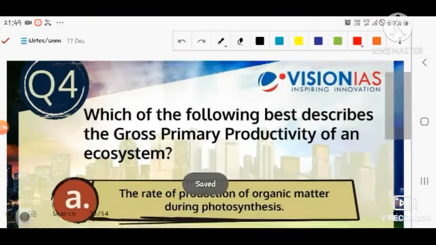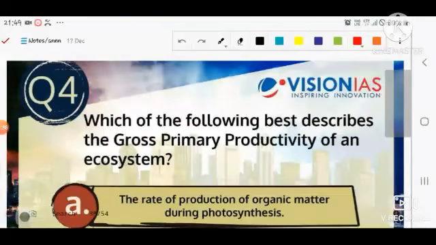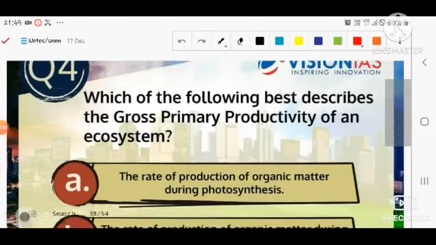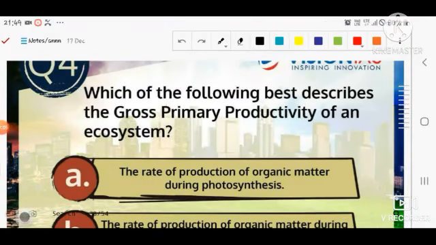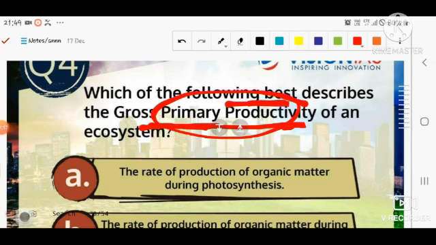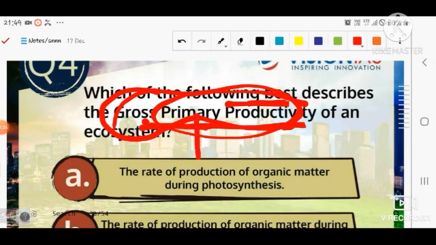The next question is about the environment or ecology section. Wherever you want to place this, in any subject or discipline: which of the following best describes the gross primary productivity? You are seeing in ecology that gross primary productivity is there, and number third is the net primary productivity. What does primary productivity mean?